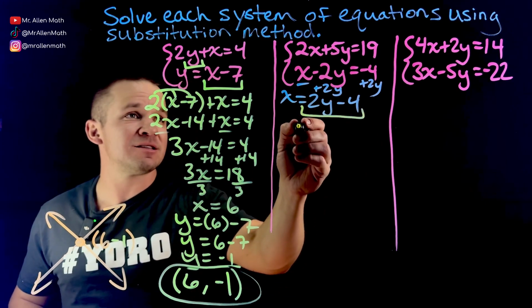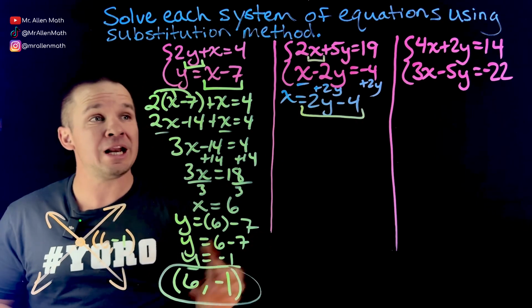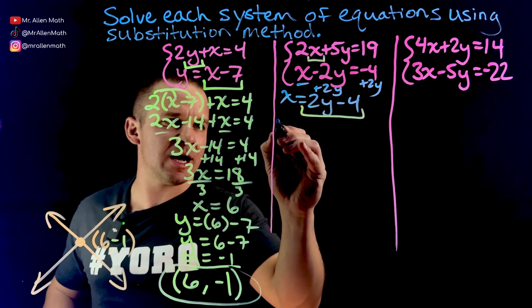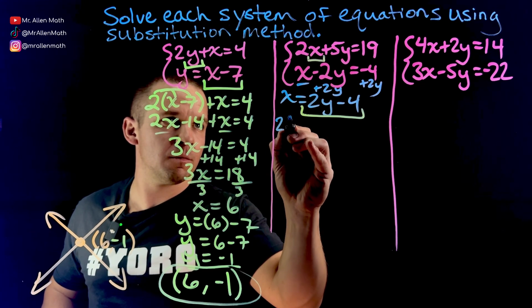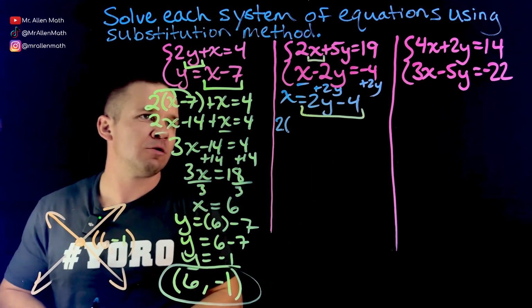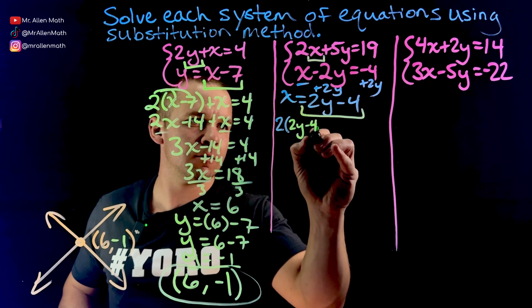And now I can take this and I can plug it into this equation up here, substitute it in for x. So here's what we're going to have. It's going to be a bit long here. We got 2 parentheses, 2y minus 4 goes in. I'll even do that in green here. 2y minus 4.